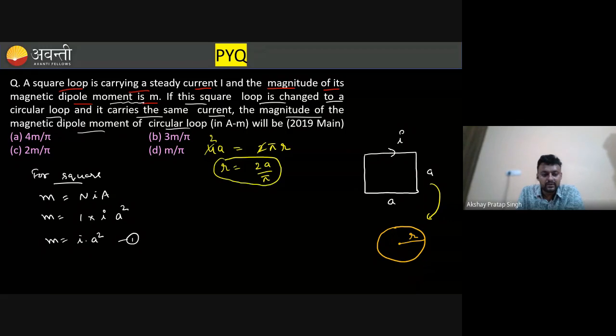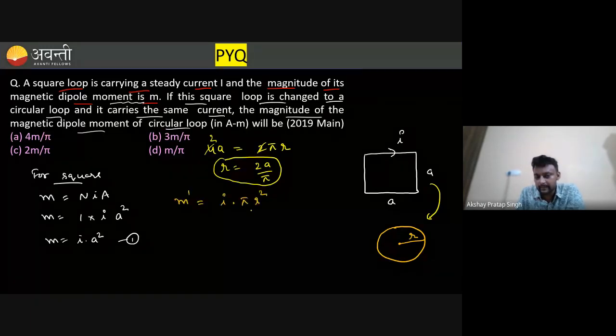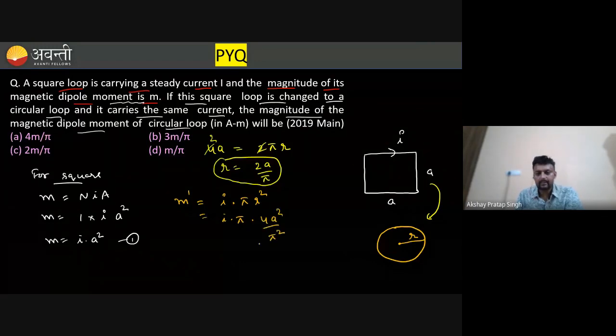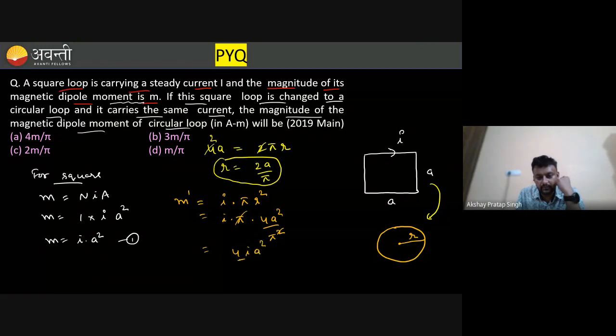Now, what will be the magnetic moment? You can say magnetic moment, let's suppose it is m dash, is equal to, again NIA. If n is 1, I into area of the circular loop is what? Pi r square, or you can say I into pi, and radius, if you square it, it will become 4a square by pi square. You can cancel out the things, so it will become 4ia square by pi.